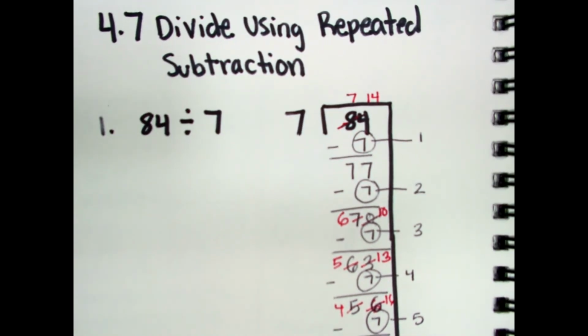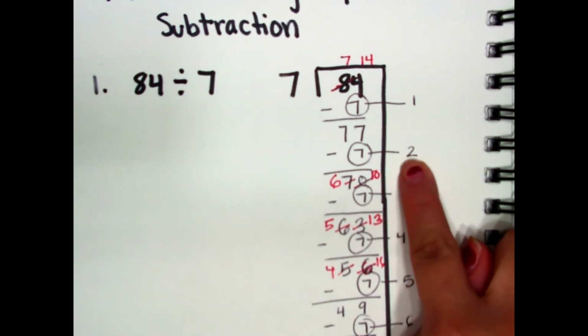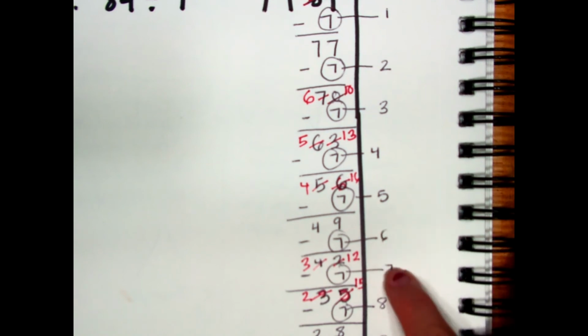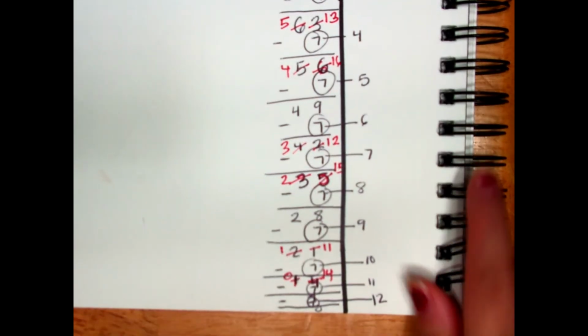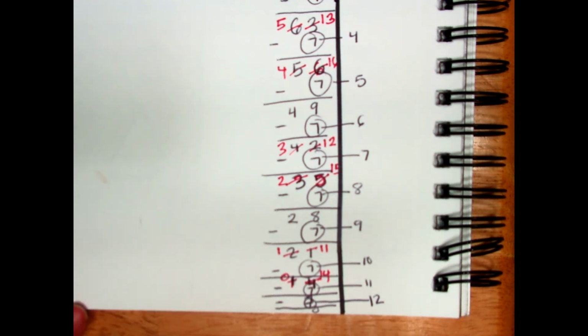Okay, boys and girls, are we ready for the final outcome? I ended up running really low on space on my paper, so you might have run into the same situation. I subtracted 7 after I left you off at 2. We subtracted it again and again, and we did it 12 times. So 7 goes into 84 12 times, and there is no remainder.